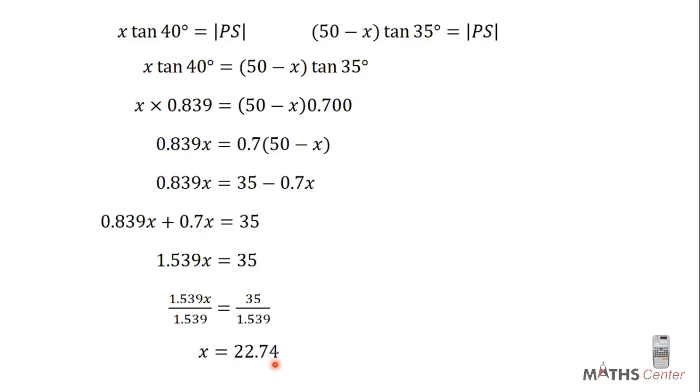We divide both sides by 1.539 and x will give us 22.74. Remember, the question said we should correct our answer to 2 decimal places.